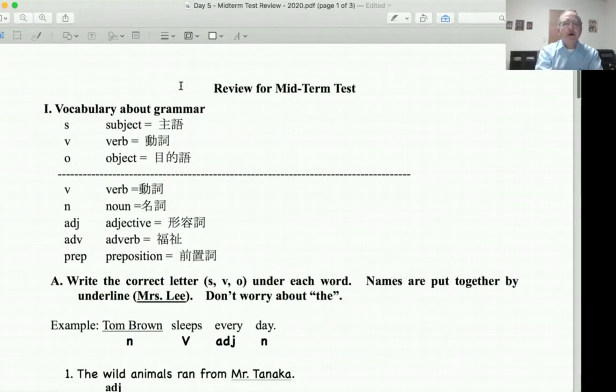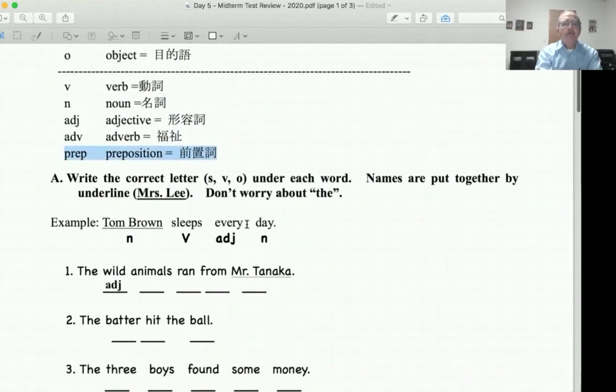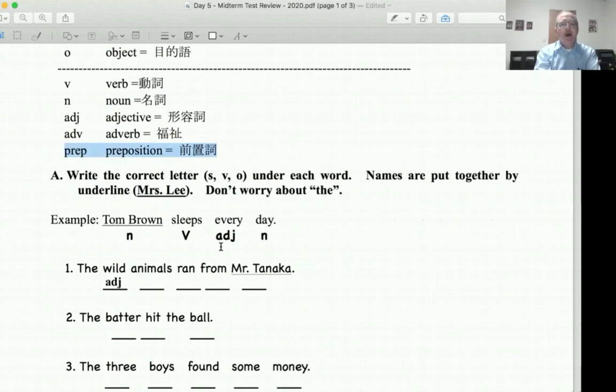First, here, review for midterm test. First, we have vocabulary and grammar. Subject, shugo; verb, doshi; object, mokutekigo; verb, doshi; noun, meishi; adjective, keiyoshi; adverb, fukushi; preposition, zenchishi. All right. So for this, you need to practice writing these down.